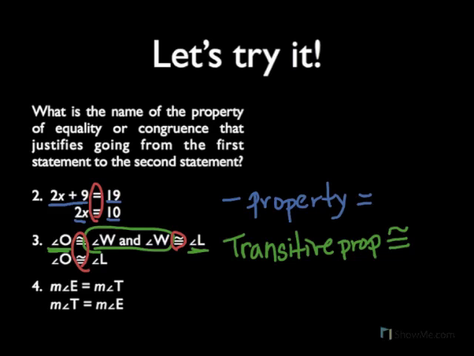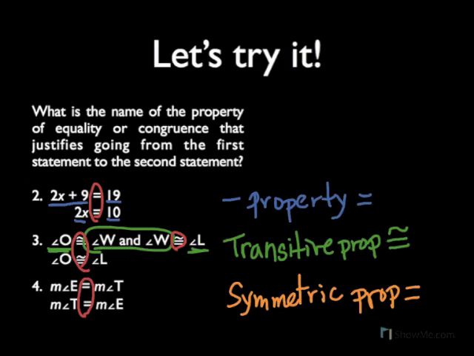And finally, number 4, the measure of angle E is equal to the measure of angle T, and vice versa. Once again, what kind of property are we going to be using here? It's going to be a property of equality. Which property of equality allows us to flip things around the equal sign? That would be the symmetric property of equality. There you have it. You should be able to identify which properties of equality or congruence are being used in these kinds of problems.